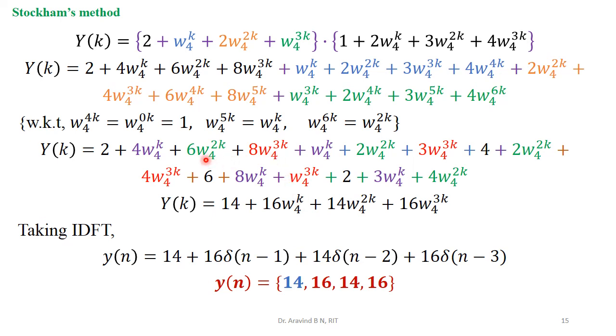Similarly, do it for omega 4 power 2k, omega 4 power 3k. You can just identify them with respect to the color combinations given over here. Common colors have common powers of the Twiddle factor. So we are going to get here 14 omega 4 power 2k and 16 omega 4 power 3k. Right? So we can directly apply the IDFT. Applying IDFT, we get y of n is equal to 14 plus 16 delta of n minus 1 plus 14 delta of n minus 2 plus 16 delta of n minus 3. Therefore, our final sequence is y of n is equal to 14, 16, 14, 16, with 14 as the origin.